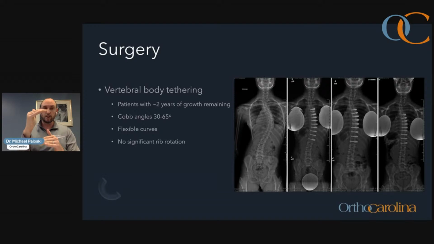As the child keeps growing, the convex side, the big curved side, is held tethered, and the inside, the concave side, still grows. And as you see in this picture here, as the child and adolescent grows, the curve can improve itself on its own. Although this takes time, this is another option for children and adolescents that are still growing. And as you see, kind of the indications here, Cobb angles around 30 to 65 degrees with flexible curves and not a lot of rib rotation, because this really only corrects the spinal deformity just in that frontal or coronal plane.